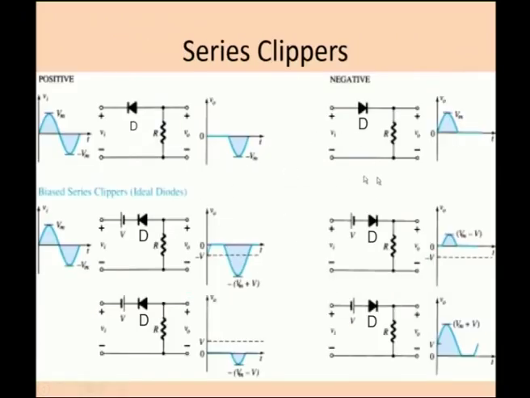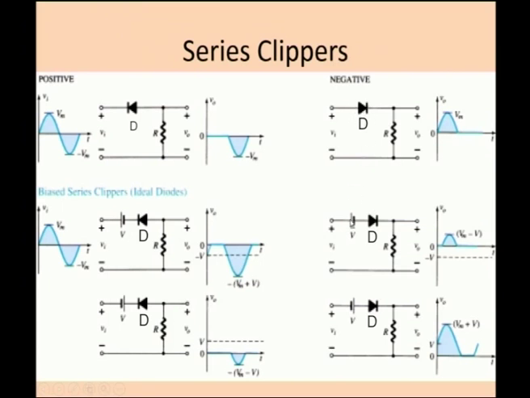These are the summary of the clippers. These are the positive clippers and these are the negative clippers with various DC voltages. We have seen negative clippers. This is a simple negative clipper. This is the negative clipper with the DC reference voltage, and the reference voltage if it is reversed, and this is the circuit, and these are the corresponding waveforms.